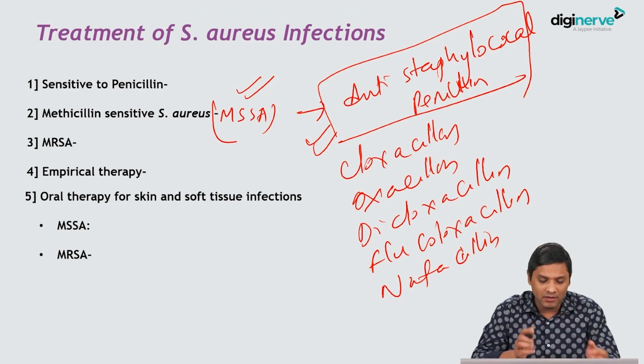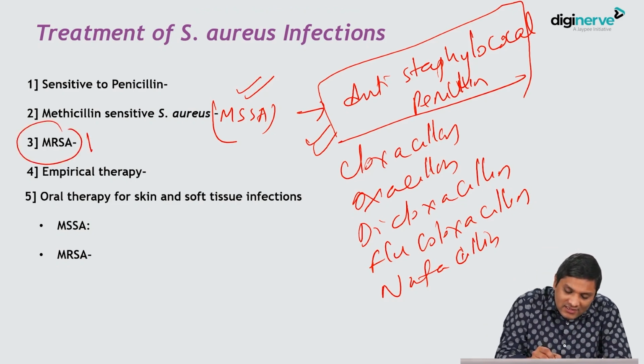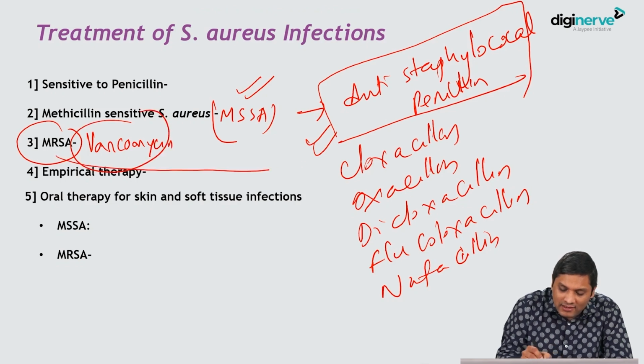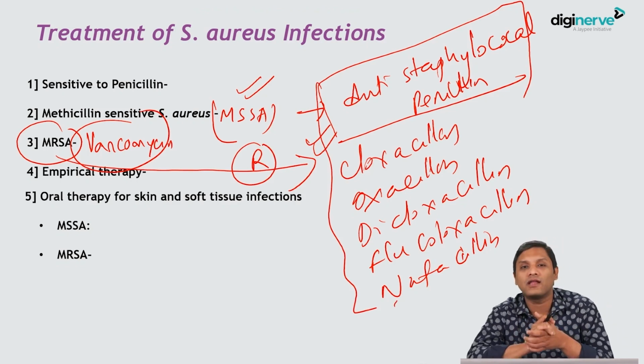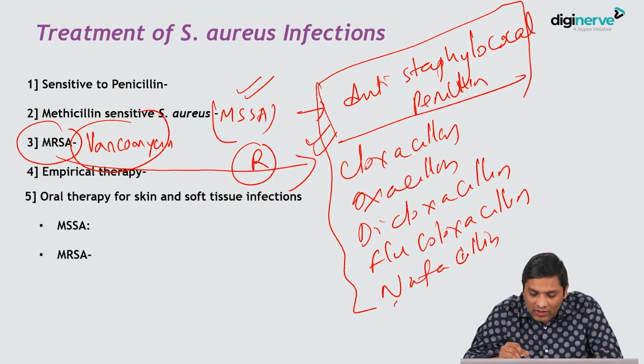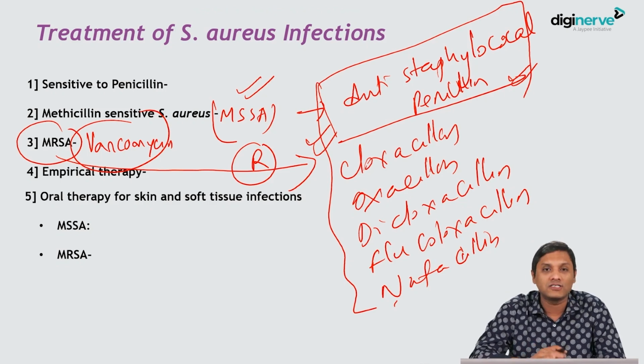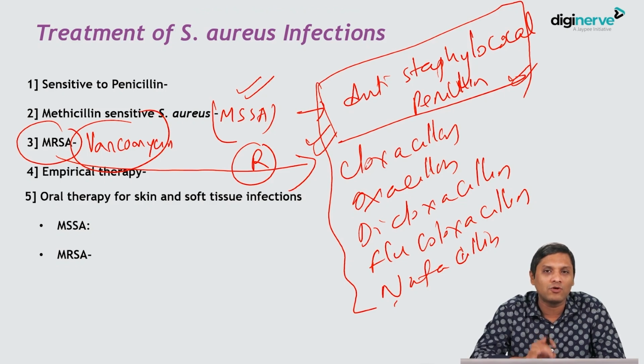So please remember, for methicillin resistant Staph aureus the drug of choice is vancomycin, because methicillin resistant Staph aureus are resistant to all beta-lactam antibiotics including anti-staphylococcal penicillins, and there the drug of choice is vancomycin. I want to add one more point here.